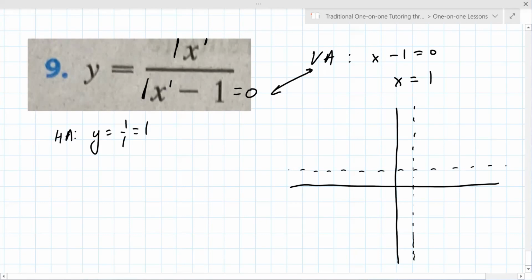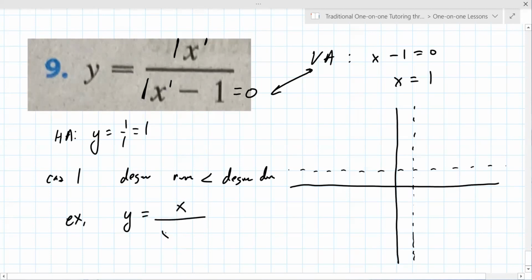Could you go over the rules of the asymptotes real quick? Sure. So case 1, the degree of the numerator is less than the degree of the denominator. An example of this would be y equals x over x squared plus 5. See how the degree of the numerator is 1, the degree of the denominator is 2. This is always y equals 0, always.